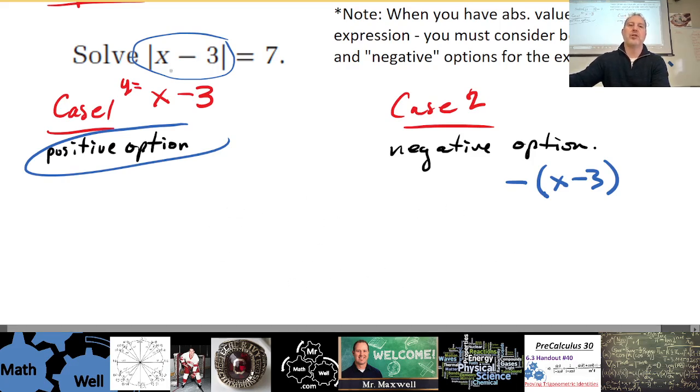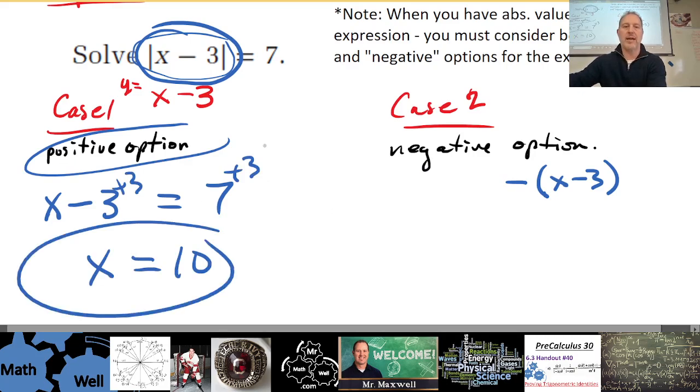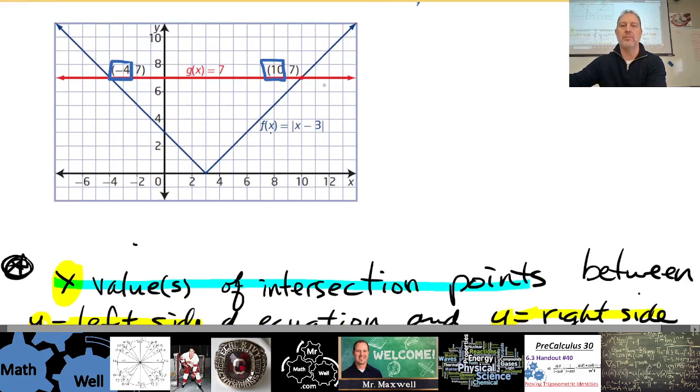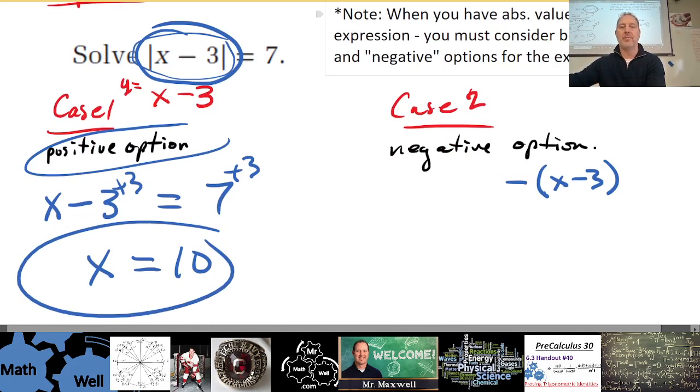So the positive option would be where this absolute value is positive, and that means it doesn't change. It remains the same. Now, considering the positive option, I'm just going to solve for x, and I get x equals 10. You add 3 to both sides. And so there, x equals 10 is our first solution, and it's this one right here from this intersection point. See that? Easy peasy.